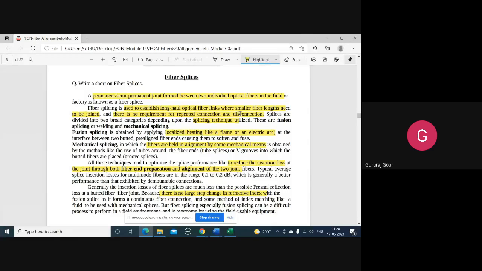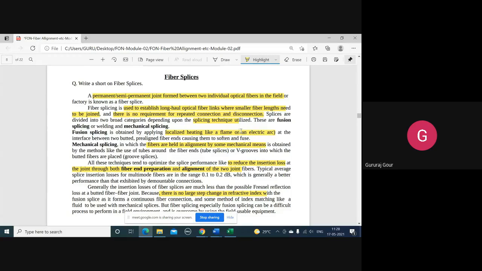So many twists and bends will be there. In long haul optical networks they like to use small segments of optical fibers, and it is required to join them. Many joints will exist there. Hence, there is no requirement for repeated connection or disconnection. That is why they form permanent joints.